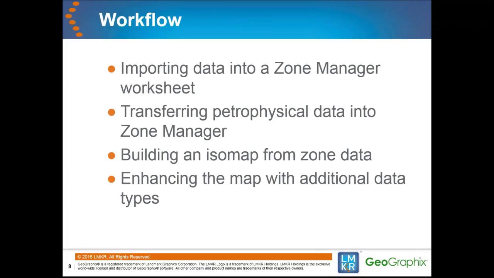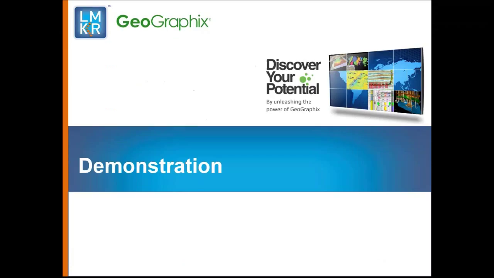So the workflow we're going to be going through here, we'll start in Zone Manager and import data, like I said, from XSection, from Prism, from Wellbase, and then from a spreadsheet, and put all of that into the Zone Manager worksheet, transferring the petrophysical data. And then we'll take that information from Zone Manager and build an Isomap from it, and we'll enhance the map with some additional data types. So we'll get on with the demonstration here.